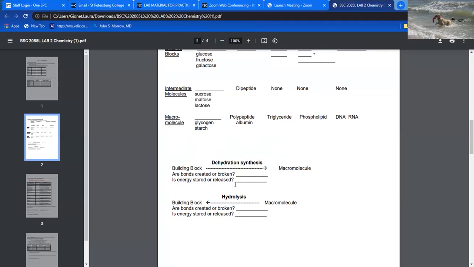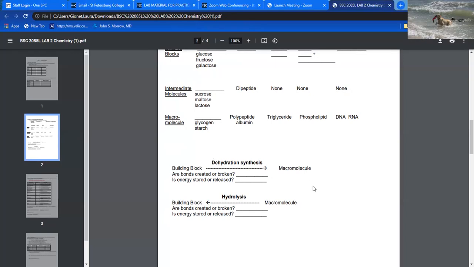It's called dehydration synthesis. Are bonds created or broken? They're created. And is energy stored or released? It's stored. Another question that should be in here, and by the time you have this lab I'm going to add this in, is water added or removed? If we dehydrate something, we're removing the equivalent of one water molecule. I knew there was one more thing I wanted to change in this lab, and that was it. So is water added or removed? It is removed. That's why we call it dehydration.